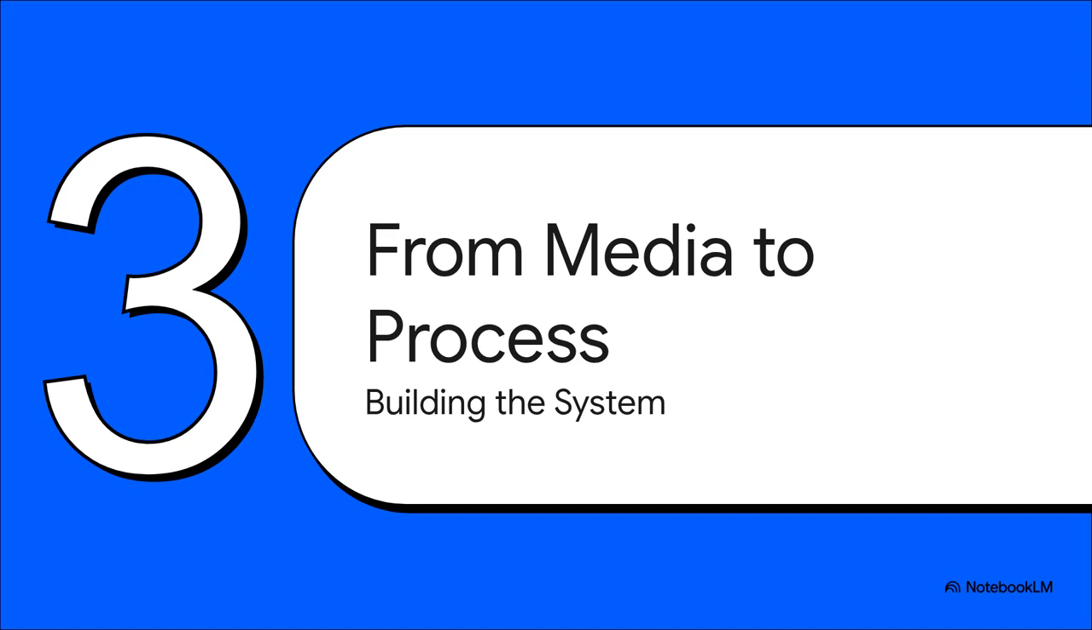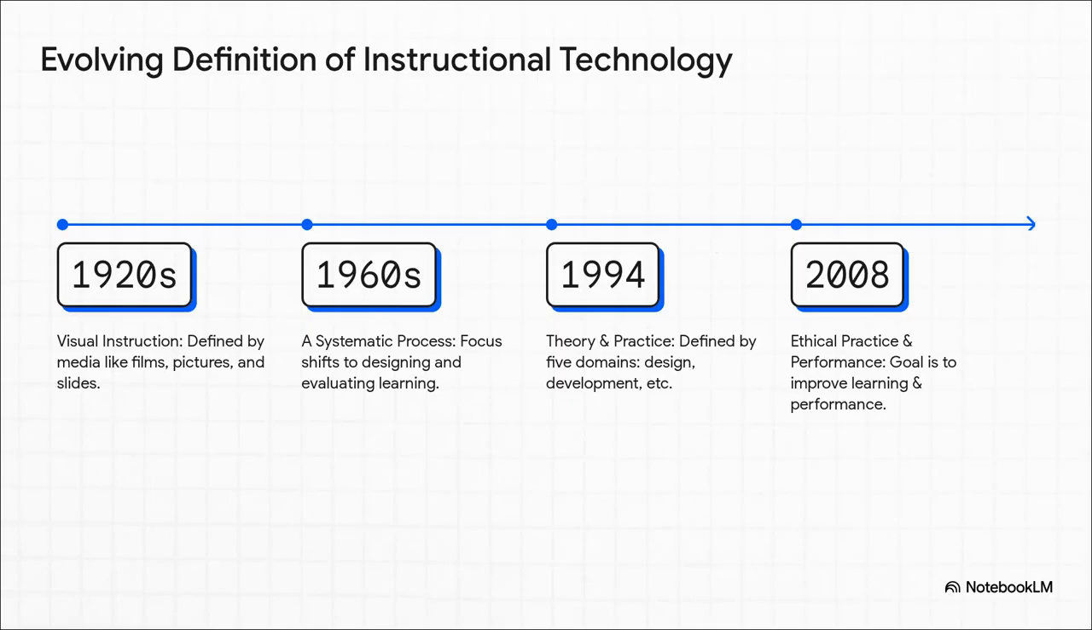The next massive shift was in the field we now call instructional technology. And this is where the focus moves away from just thinking about individual tools and starts thinking about the entire system of learning. This is really where the field starts to grow up. And you can literally watch the field mature right here on this timeline. Back in the 1920s, it was called visual instruction, and it was all about the media, films, slides, that kind of thing.